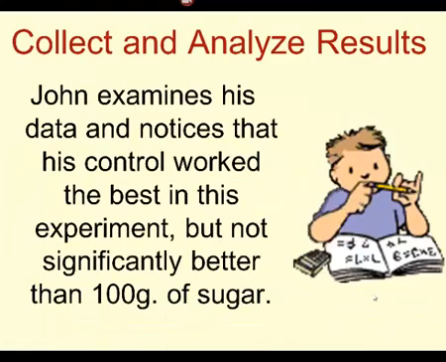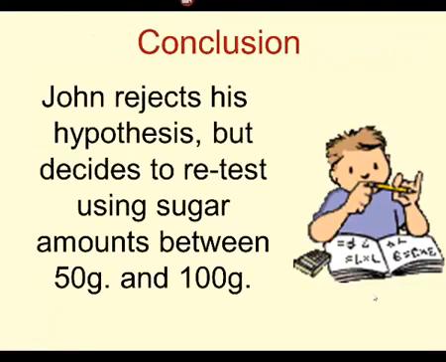So John examines his data, and he analyzes those results. And he notices that his control worked the best in his experiment, but not significantly better than 100 grams of sugar. So John rejects his hypothesis, but he decides to retest using sugar amounts between 50 grams and 100 grams. So it's important to notice that he rejects his hypothesis in this conclusion. But he wants to be more specific. He wants to know, is there something between 50 grams and 100 grams that gives the largest loaf of bread?